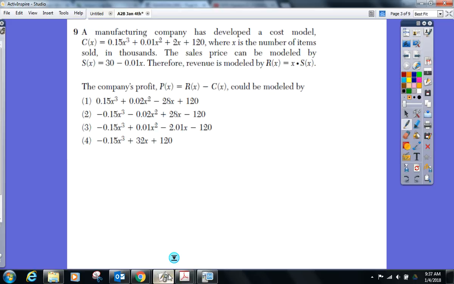P of x equals R of x. How do you find R of x? Look in the problem, Matt. R of x is equal to x times S of x. What's S of x? Right? That's R of x right there. You see where I got that from? X times, okay, minus, I need more room, sorry. Minus C of x. What's C of x?